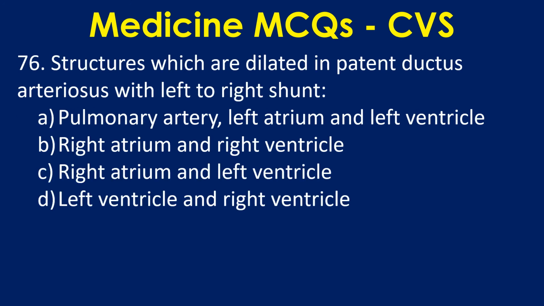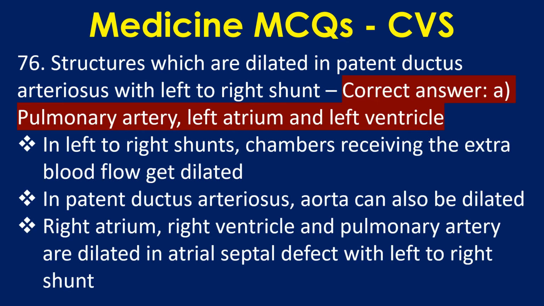Structures which are dilated in patent ductus arteriosus with left to right shunt: A. Pulmonary artery, left atrium and left ventricle, B. Right atrium and right ventricle, C. Right atrium and left ventricle, D. Left ventricle and right ventricle. Correct answer A. Pulmonary artery, left atrium and left ventricle. In left to right shunts, chambers receiving the extra blood flow get dilated. In patent ductus arteriosus, aorta can also be dilated.